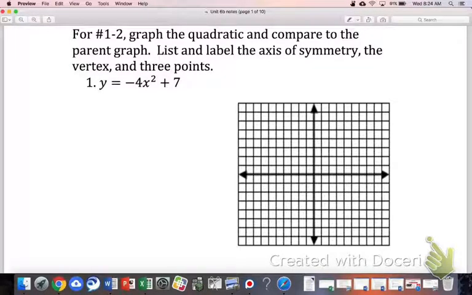Okay. So guys, I'm going to give you a very step-by-step, clear method. Notice the instructions say, for numbers 1 and 2, graph the quadratic and compare it to the parent graph. I'm really focused on graphing the quadratic. It wants us to list and label the axis of symmetry, what we call the vertex, and 3 points. The vertex is the place where the parabola turns around. In the previous one, it would be the bottom point on the parabola.